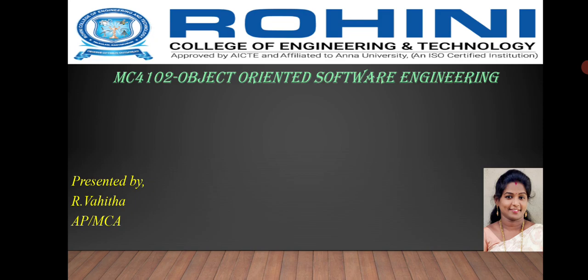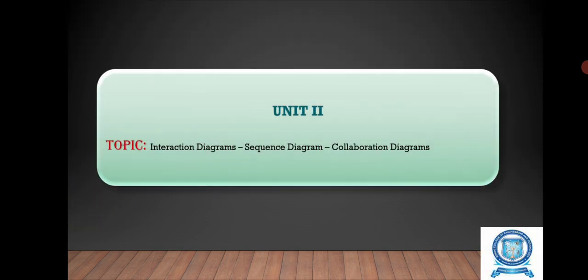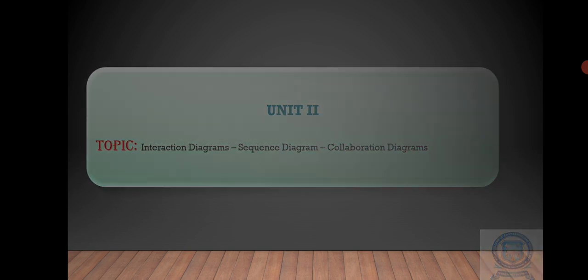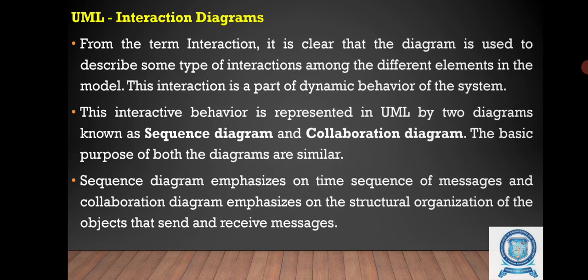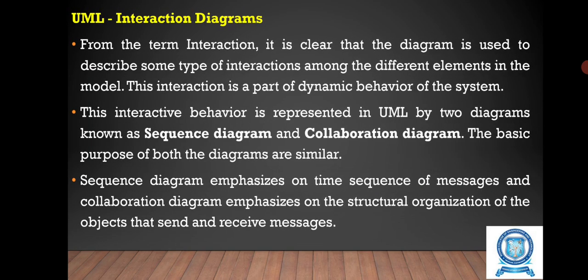Here we are going to discuss a topic called interaction diagram, sequence diagram and collaboration diagram. First, let us see what is UML interaction diagrams. From the term interaction, it is clear that the diagram is used to describe some type of interactions among the different elements in the model.